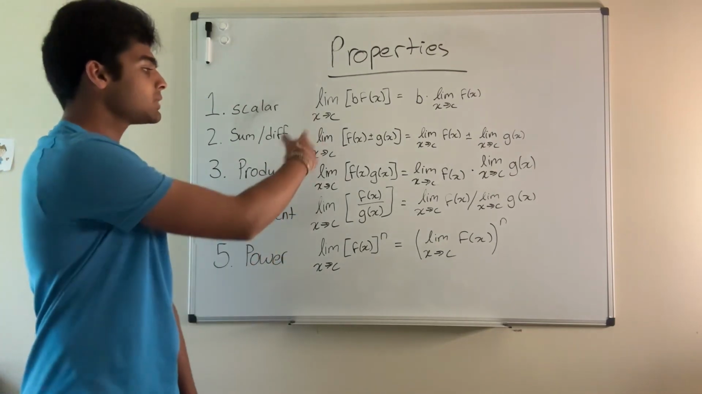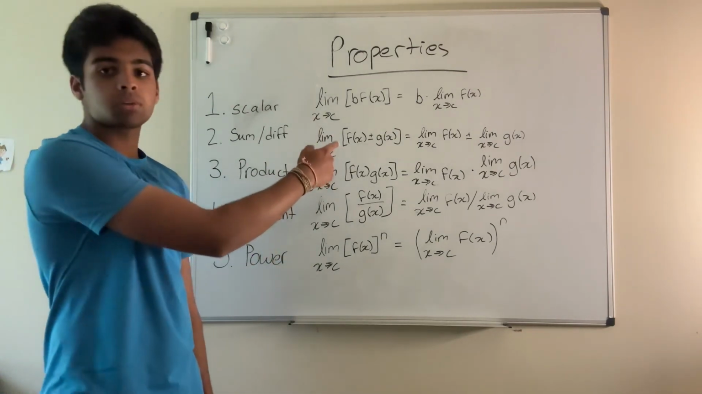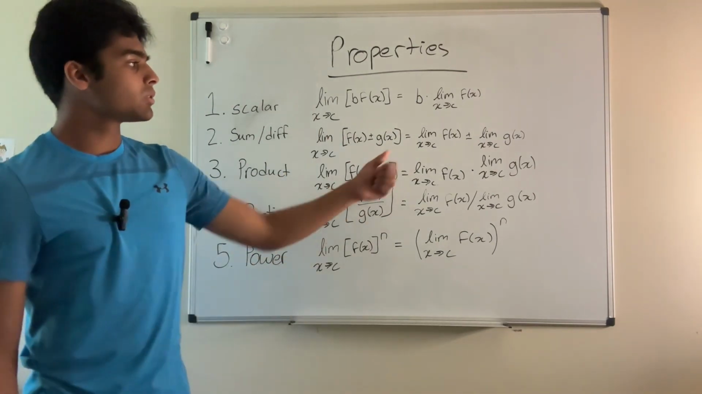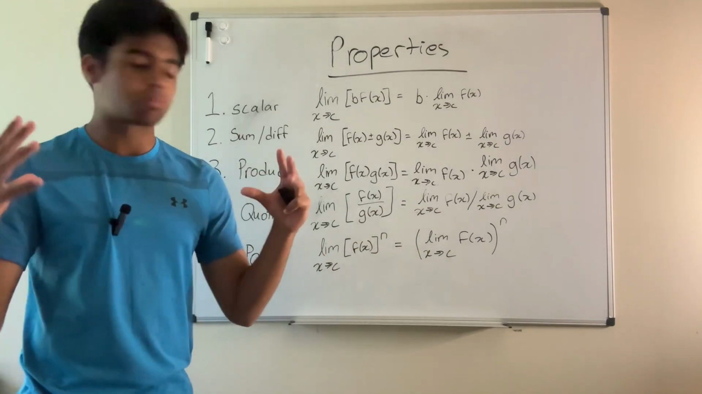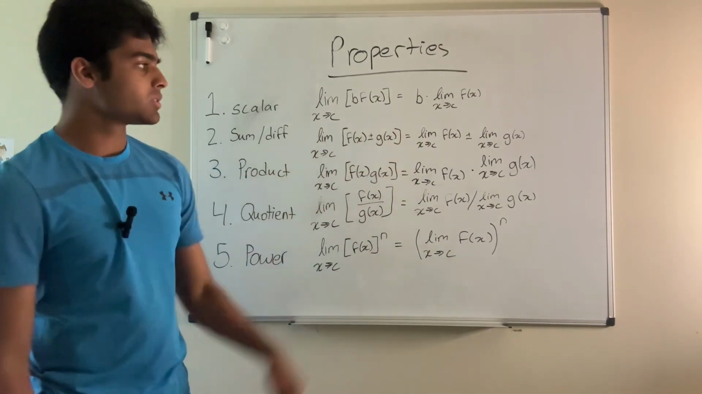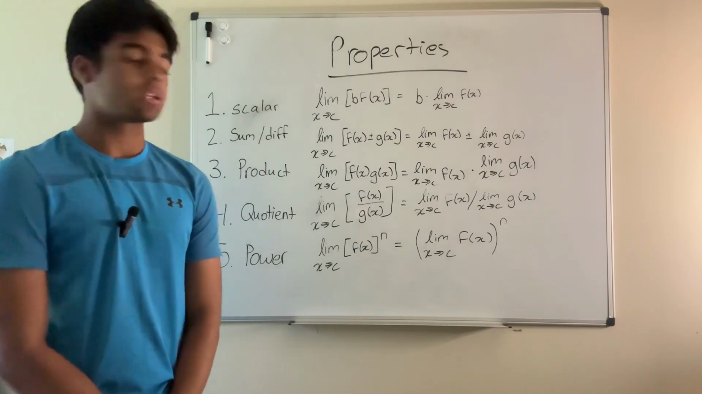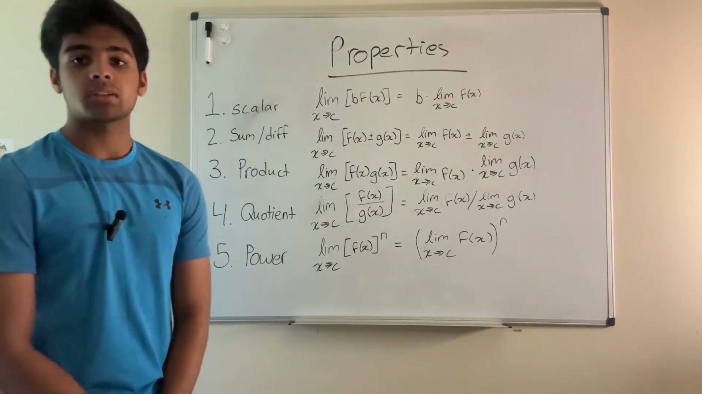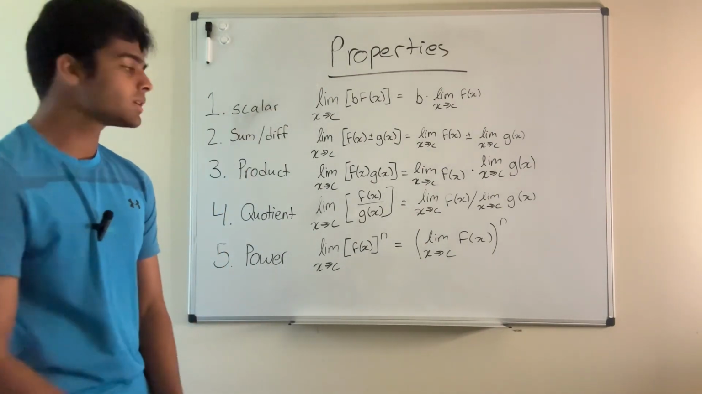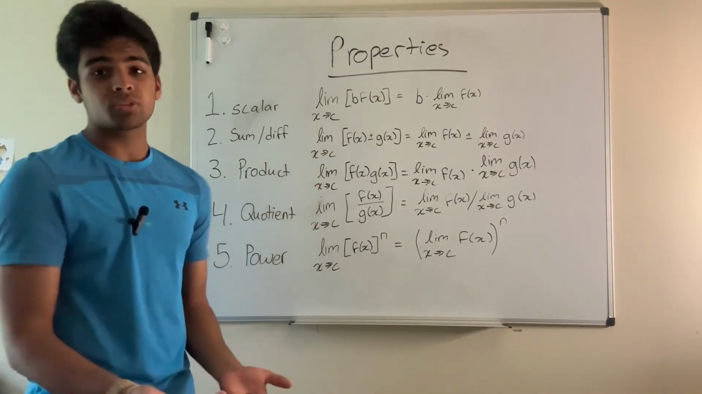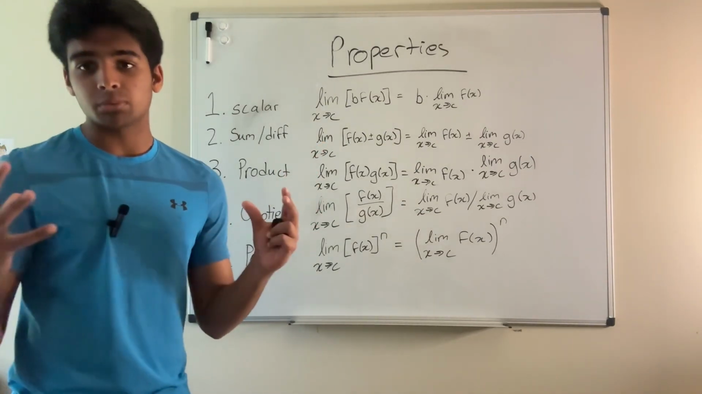Same thing in the sum or difference property. We can see that the limit as x approaches c of f of x plus or minus g of x equals those two basically broken apart, like the limit as x approaches c of f of x plus or minus the limit as x approaches c of g of x. And you can see this within all the properties. You can basically see that if you have two functions, you can just break them apart and apply the same operation.